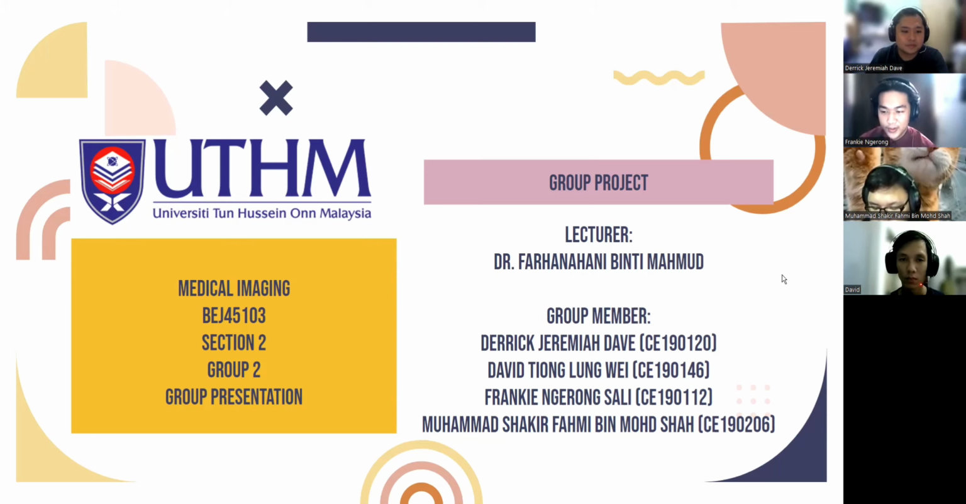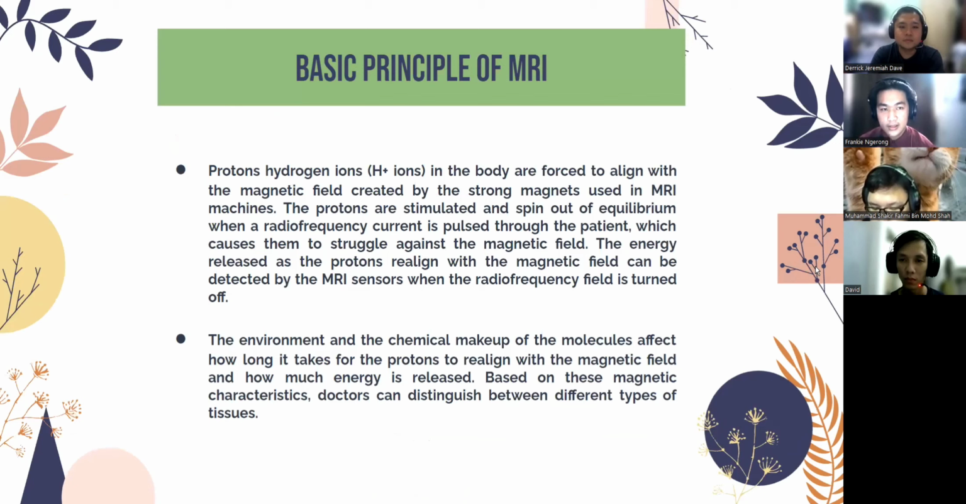Okay, thank you, Derek. Firstly is the basic principle of MRI. Protons of hydrogen ions in our body are forced to align with the magnetic field created by a strong magnet used in the MRI machine. The protons are stimulated and spin out of equilibrium when the radio frequency current is pulsed through the patient, which causes them to struggle against the magnetic field. The energy released as the protons realign with the magnetic field can be detected by the MRI sensors when the radio frequency field is turned off.